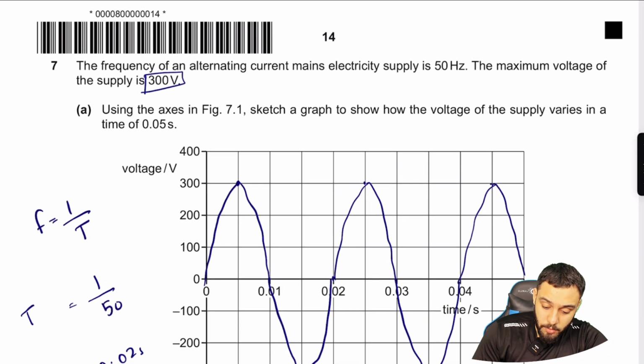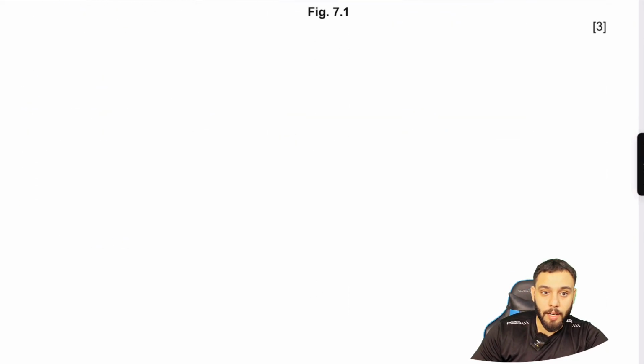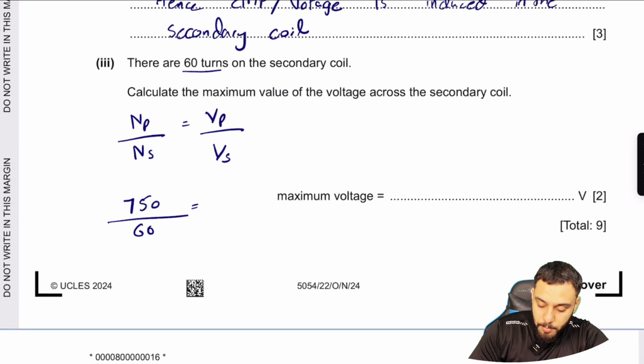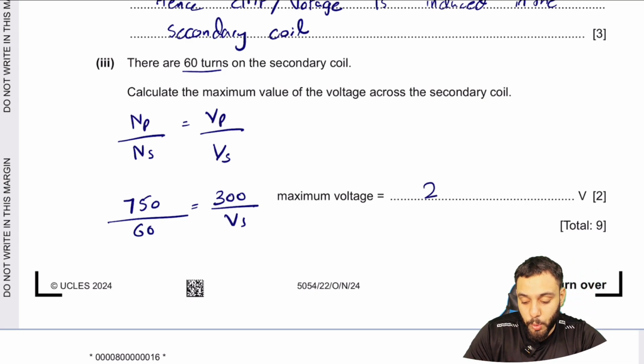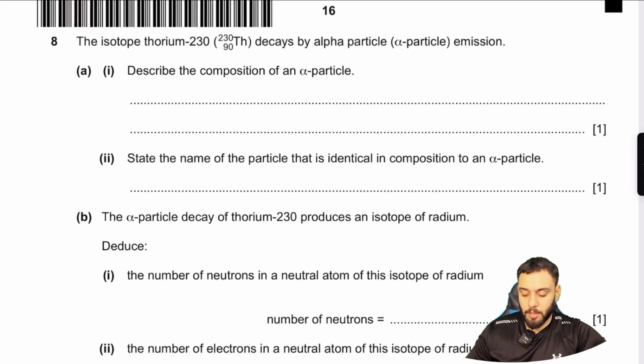The maximum voltage of the supply is 300, given in the first part. So you're going to use 300 as the voltage in primary, and the voltage in secondary is unknown. So 60 is multiplied by 300 and then divided by 750. The voltage in secondary would be 24 volts. That's it for question number 7. Let's move on to question number 8.